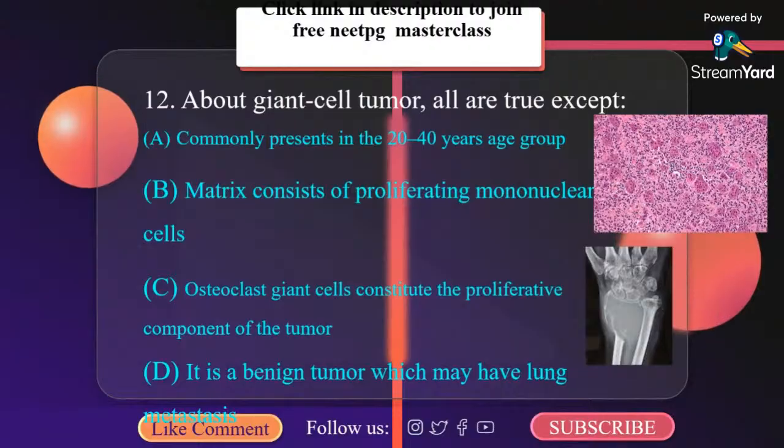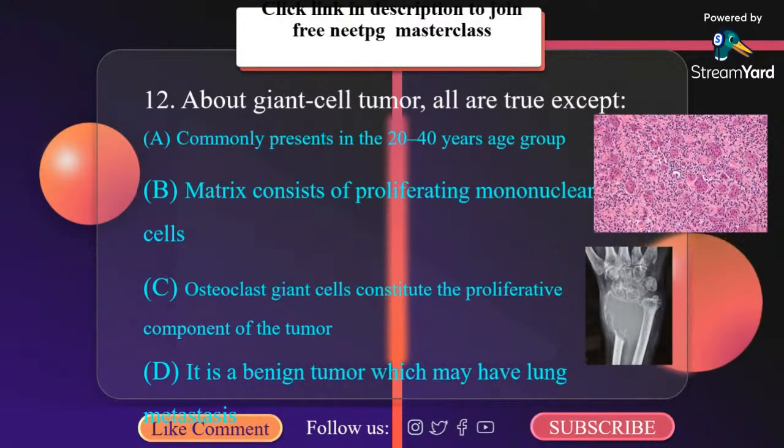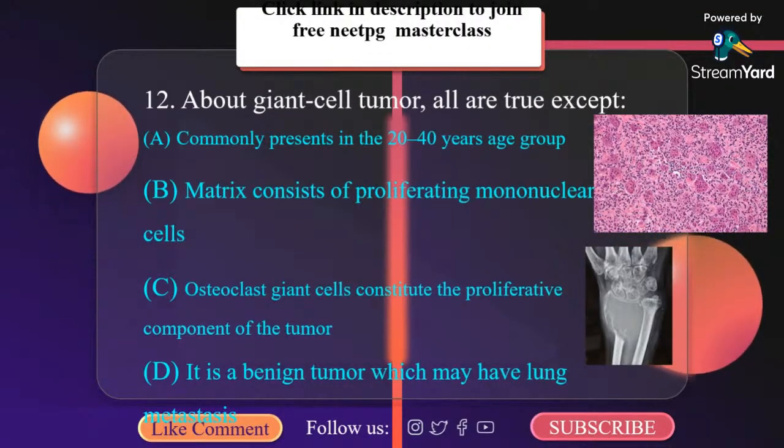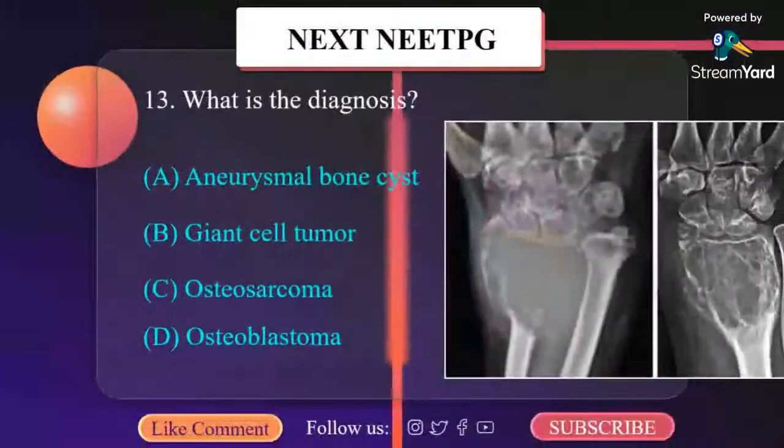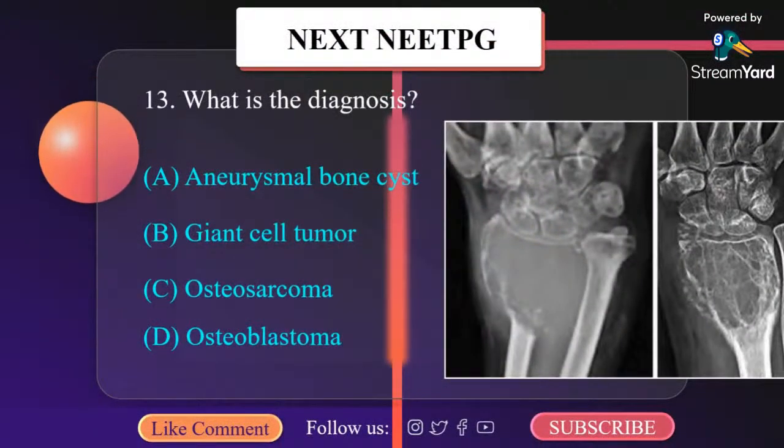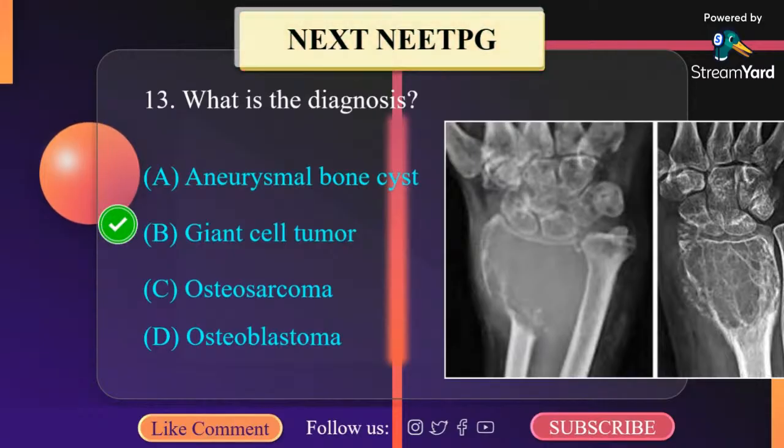About giant cell tumor, all are true except: osteoclast giant cells constitute the proliferative component of the tumor. This is false. What is the diagnosis? Well, it is a giant cell tumor.